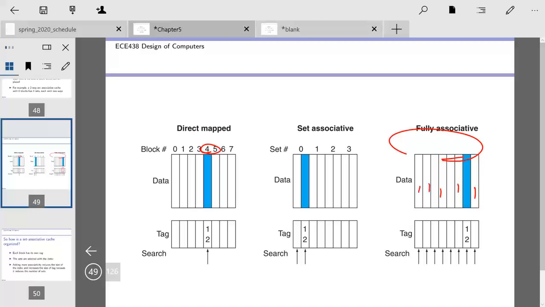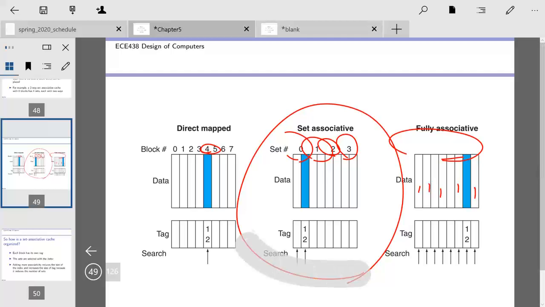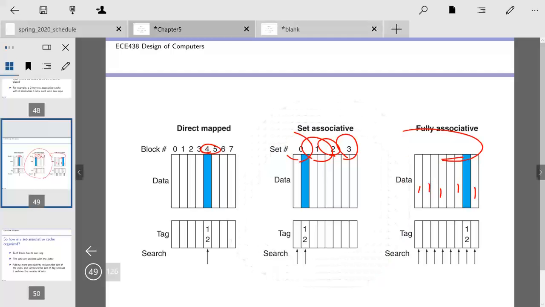And then the point in between, which is our set associative. Our index, we actually only need 2 bits to identify our 4 sets, 0 through 3. Each set has 2 ways, so 2 blocks per set. A particular block in memory will map to a particular set in the cache, and within that set, it can be placed in one of 2 ways. This is two-way set associative.